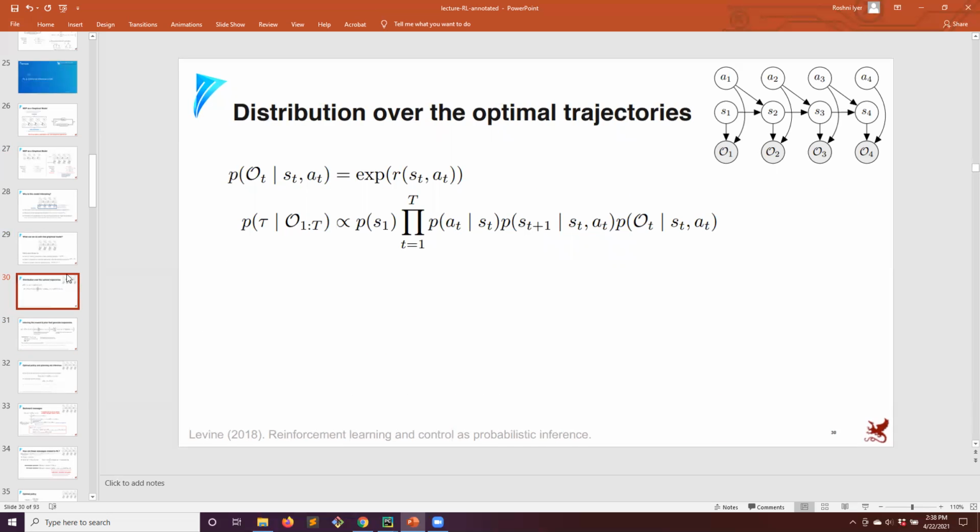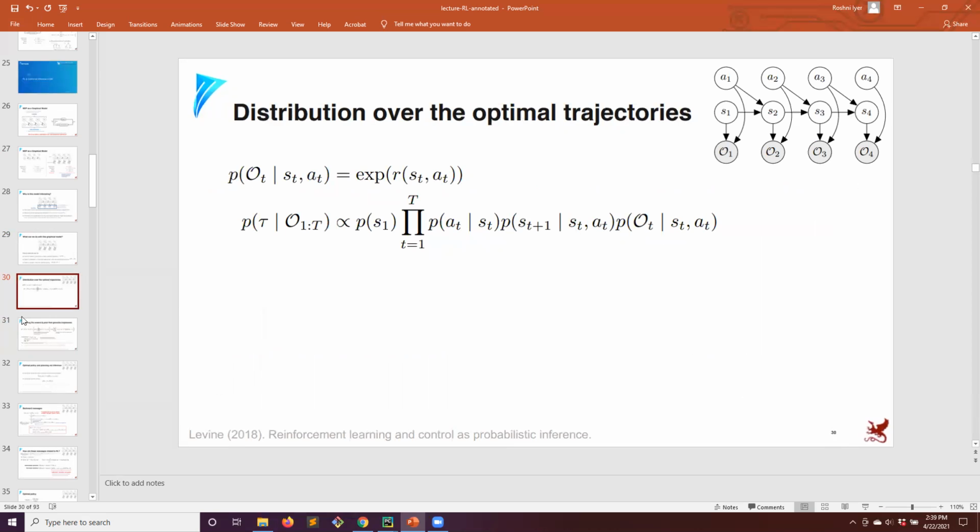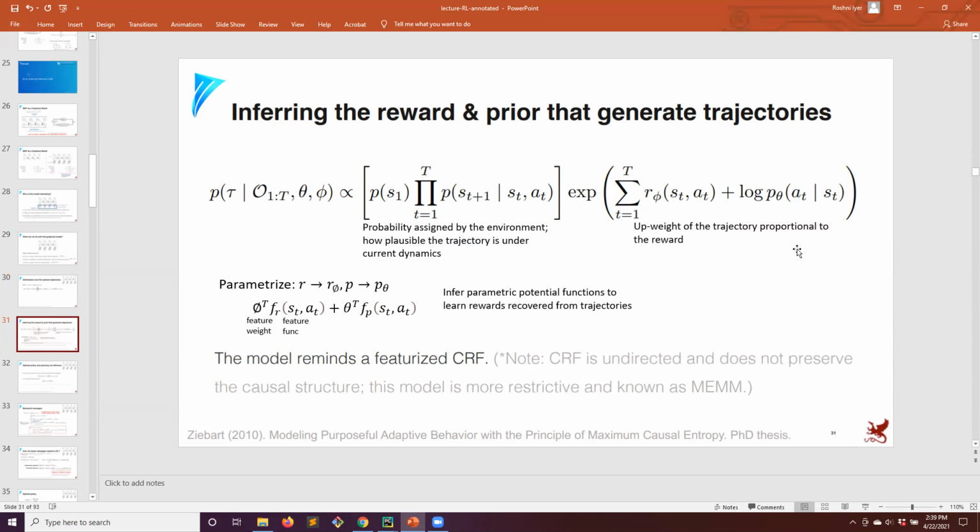The same thing here, we can actually parametrize this. In other words, we parametrize R to R of phi and P to P of theta in this way. And we can write this expression in this way. And how do we interpret this?